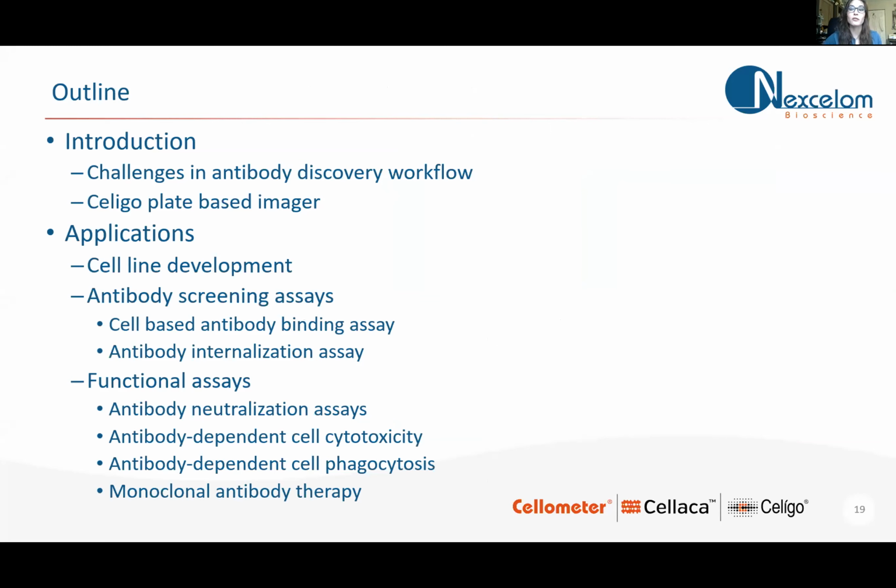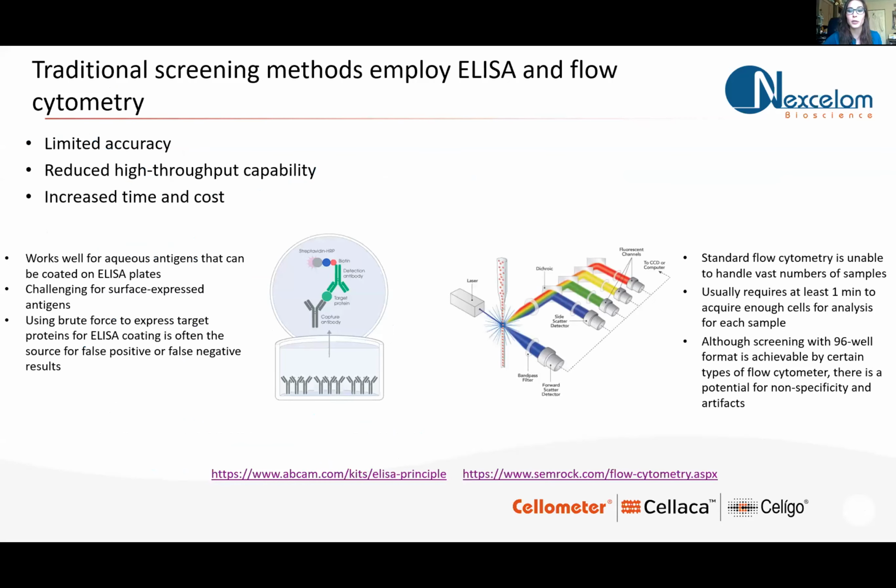So now, once you've got those cell lines established, you want to actually determine whether or not they're producing antibody of interest and whether or not that antibody is actually binding and specific for the antigen of interest. So the traditional screening methods for antibody binding are typically using either ELISA-based or flow-based methodologies.